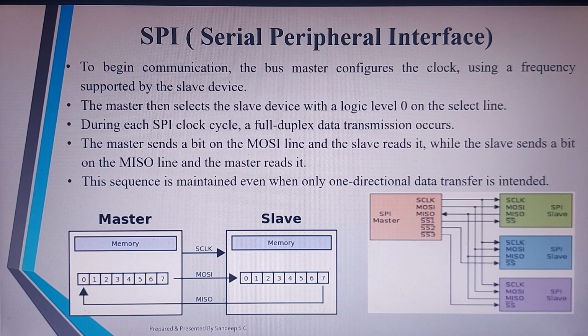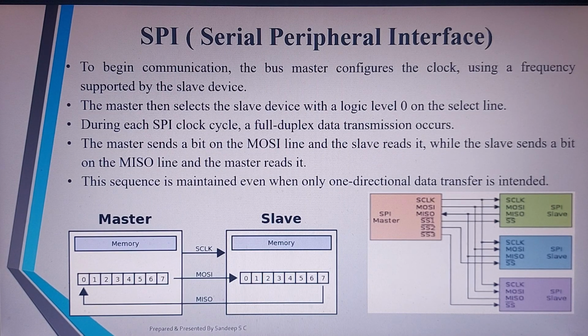Then master selects the slave device with a logic level 0 on the select line. Whichever slave has to be selected, accordingly the slave line will be set, and that particular slave IC or slave device will be selected for the communication. Then during each SPI clock cycle, a full duplex data transmission occurs. Once the clock is configured and slave is selected, then the communication begins.